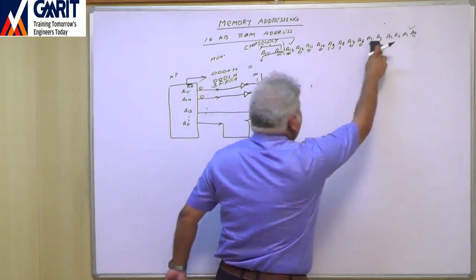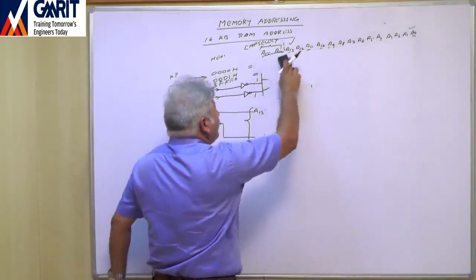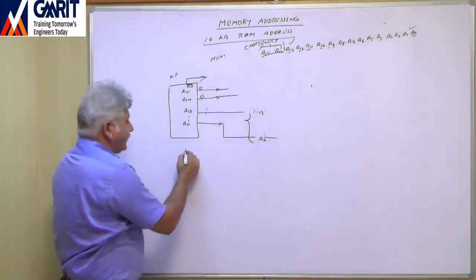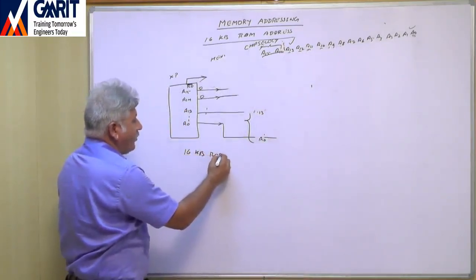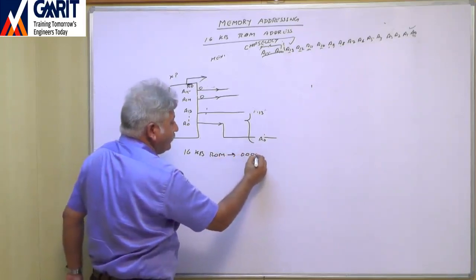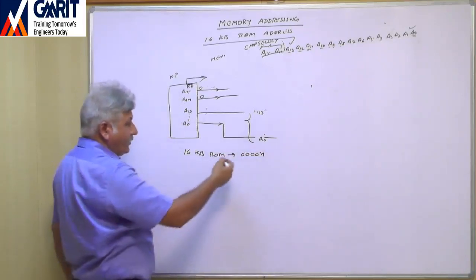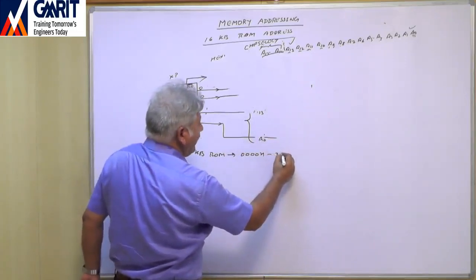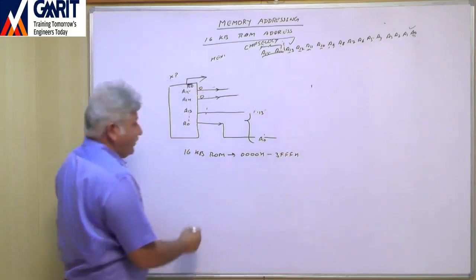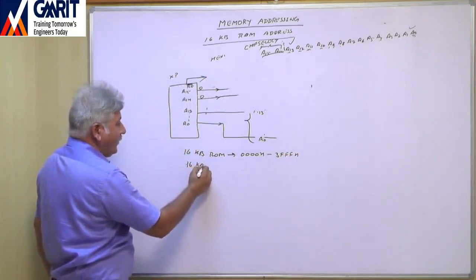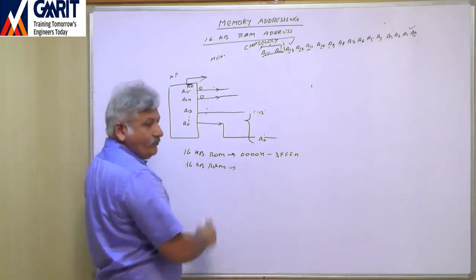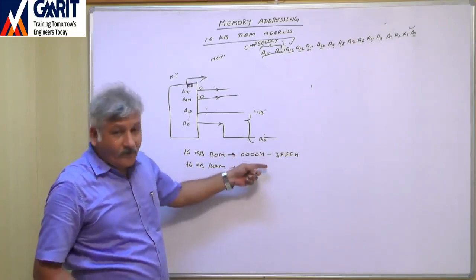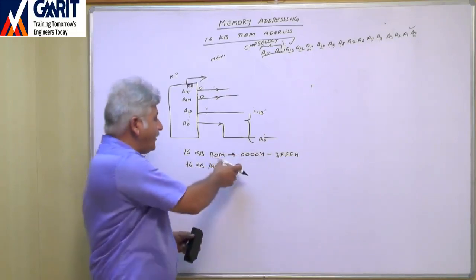Now in our example, we want to interface 16 KB ROM with the starting address 0000H. Right? So in this case, we concluded that the last address will be 3FFFH. Now we want to connect one 16 KB RAM also. Right? So no two memories can have the same address. So here the address must be different.